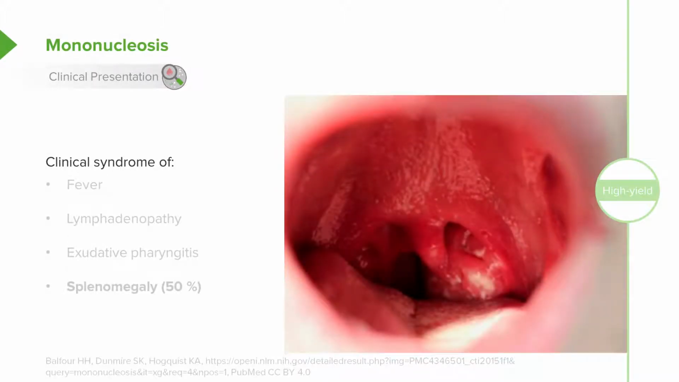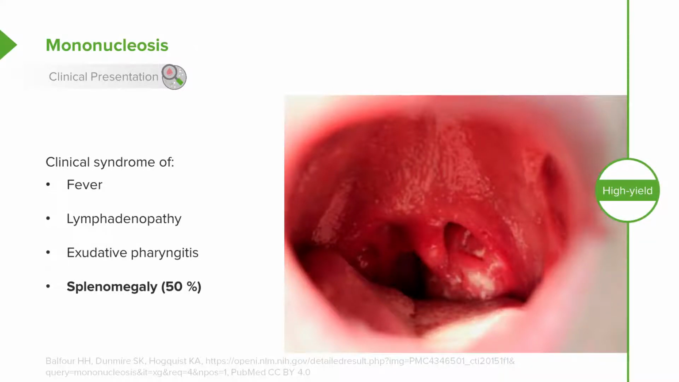So let's drill down on the classic symptoms of mononucleosis. Typically, this will be a child with fever, lymphadenopathy, an exudative pharyngitis, and that is key, it's usually exudative, and about half will have splenomegaly. They may have very significant lymphadenopathy. While patients do often get a mild hepatitis, it would be very unusual for a patient actually to develop hepatomegaly.